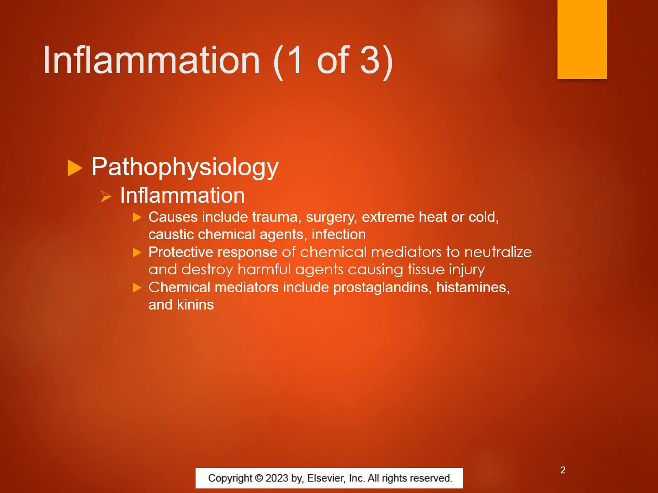Inflammation occurs due to trauma, surgery, infection, temperature extremes, or chemical exposure. When inflammation begins, the body releases chemical mediators that create the signs and symptoms that we see at the bedside. Histamine is released from mast cells and causes vasodilation and increased capillary permeability. This explains the redness, the warmth, and the swelling at the injury site.